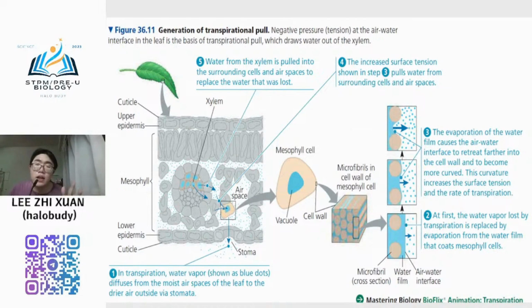Cohesion tension theory and transpiration pull are different things, but they are highly related. If there is transpiration pull, then cohesion tension theory can operate. If there is no transpiration pull, cohesion tension theory cannot operate. Transpiration pull must occur first, then there is cohesion tension theory.